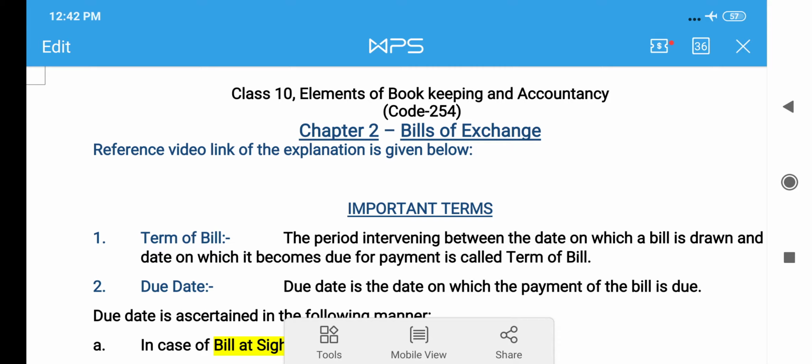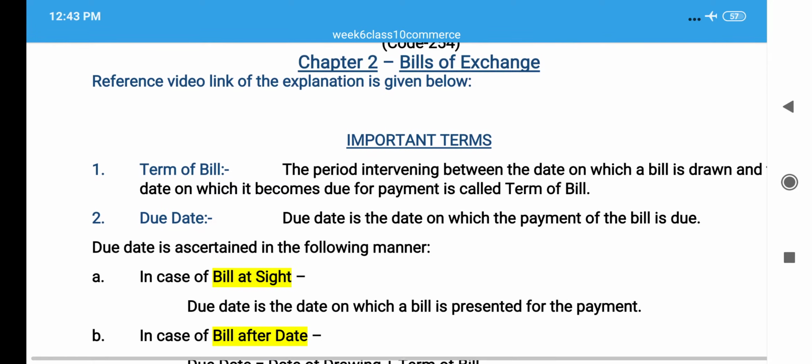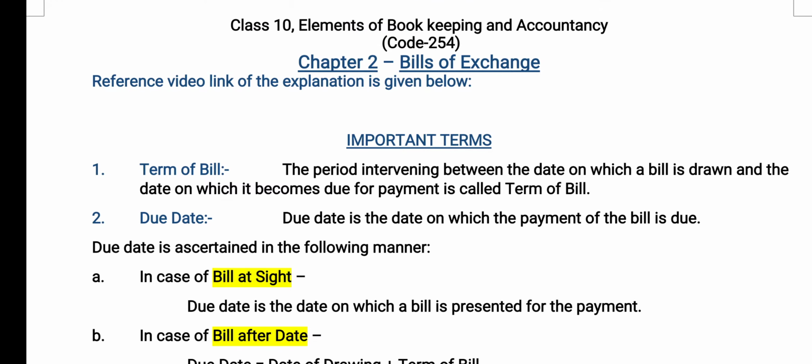So first of all, I will take the important terms. Please go through the video very carefully because in this we are going to do the practical questions related to bills of exchange. So first I will make clear the important terms, then we will do the practical question of each and every case. So first of all, important terms.